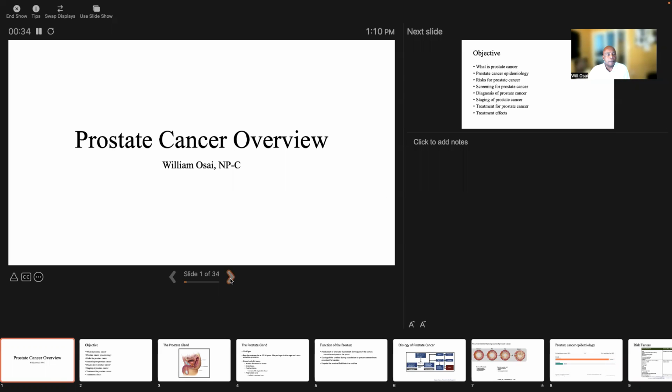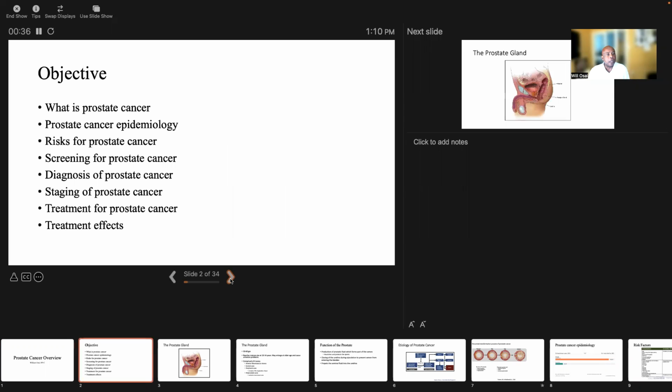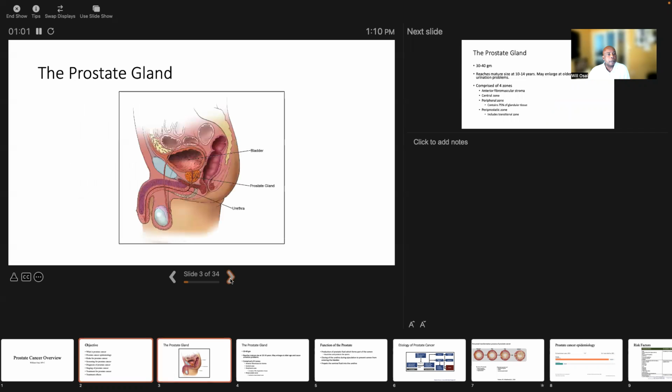overview. The objectives of this talk are to define prostate cancer, discuss the epidemiology of prostate cancer, enumerate the risk factors of prostate cancer, discuss the screening method of prostate cancer. Discuss the diagnosis and staging for prostate cancer, and finally, treatment of prostate cancer and the related side effects.